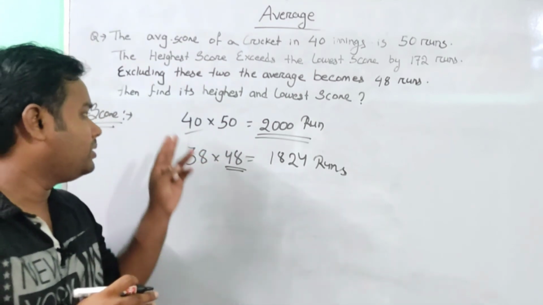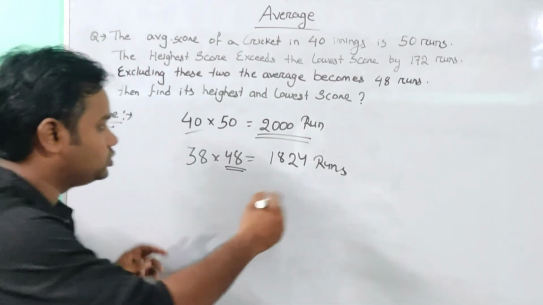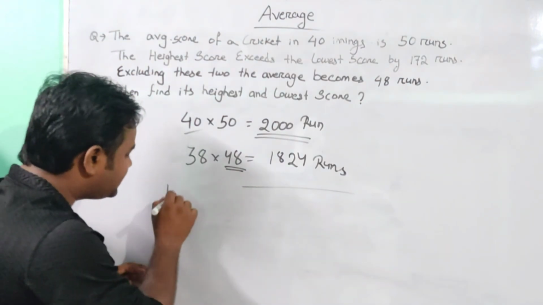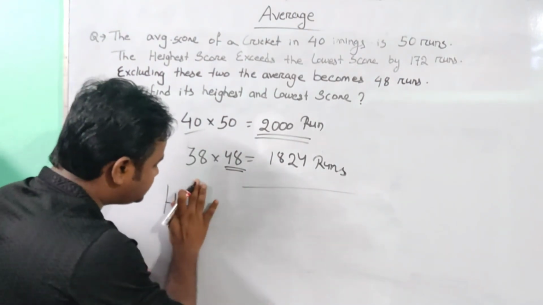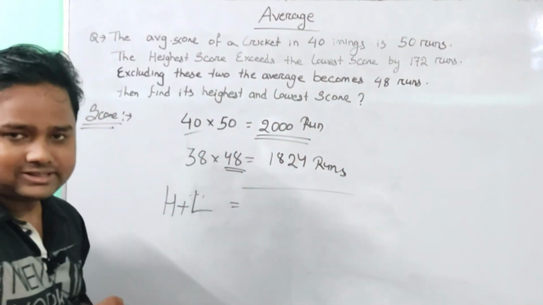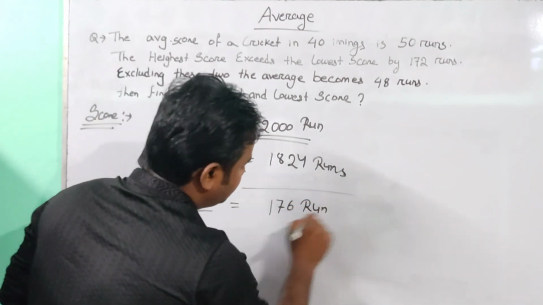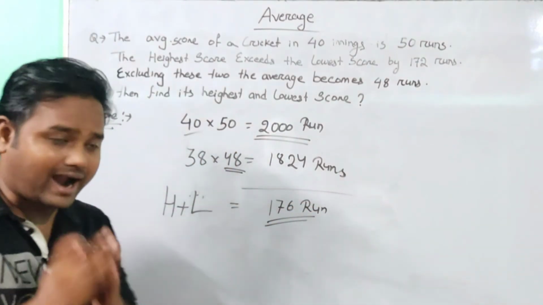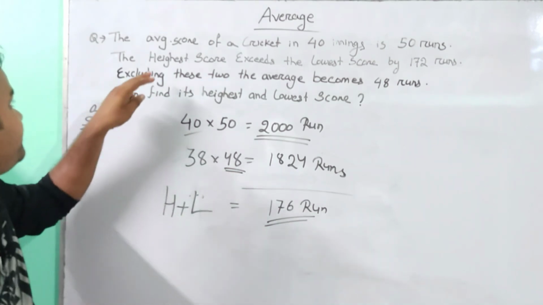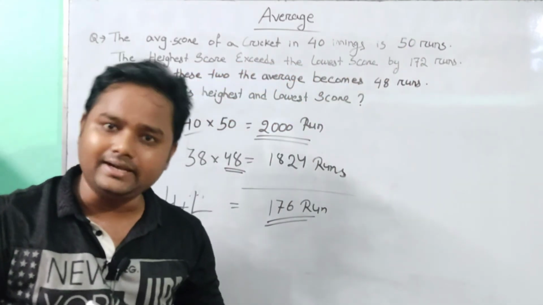So if I subtract 40 minus 38, that is for the two matches, that means for the highest match and for the lowest match, the run is equal to 2000 minus 1824, and the answer is 176 runs. So 176 runs is the addition of the highest and the lowest run, and it is also given that the highest score exceeds the lowest score by 172 runs.